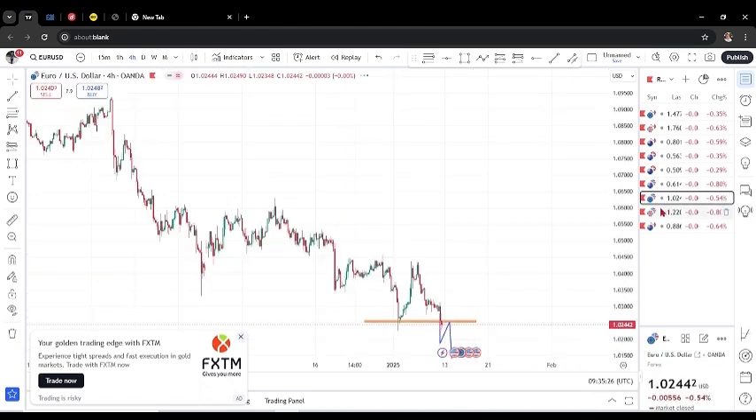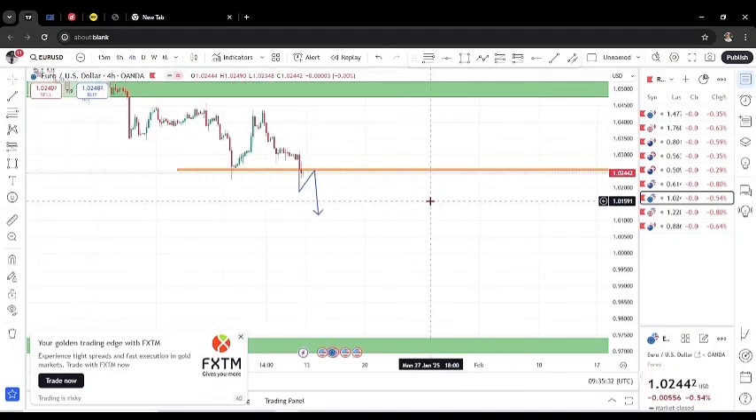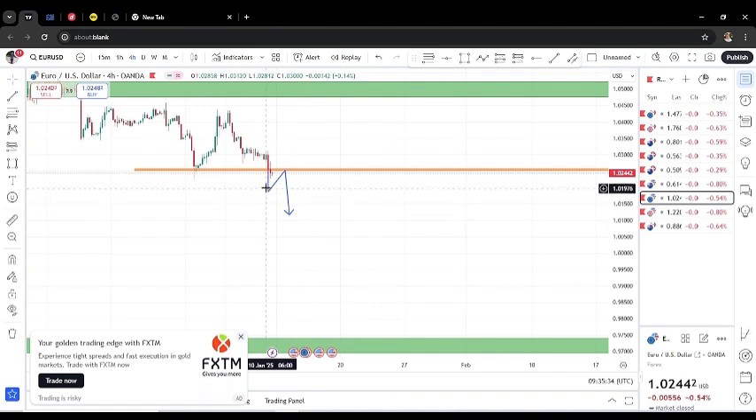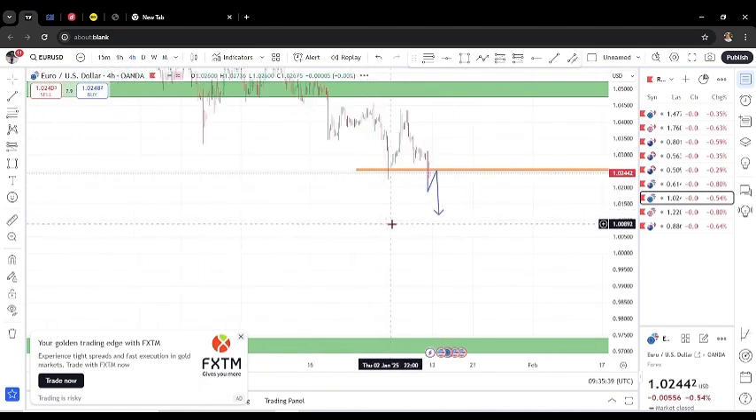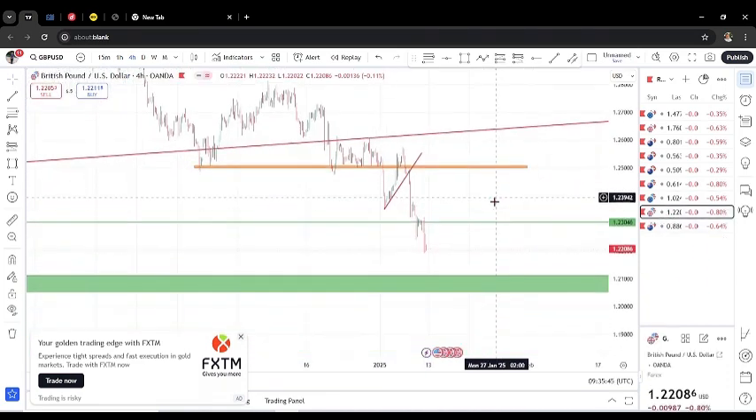Same thing with EUR USD. As you can see, the market has already broken it, or is trying to, but anyway, just wait for it to break and retest, then drop. So EUR USD, AUD USD is sell. Same thing with GBP USD.